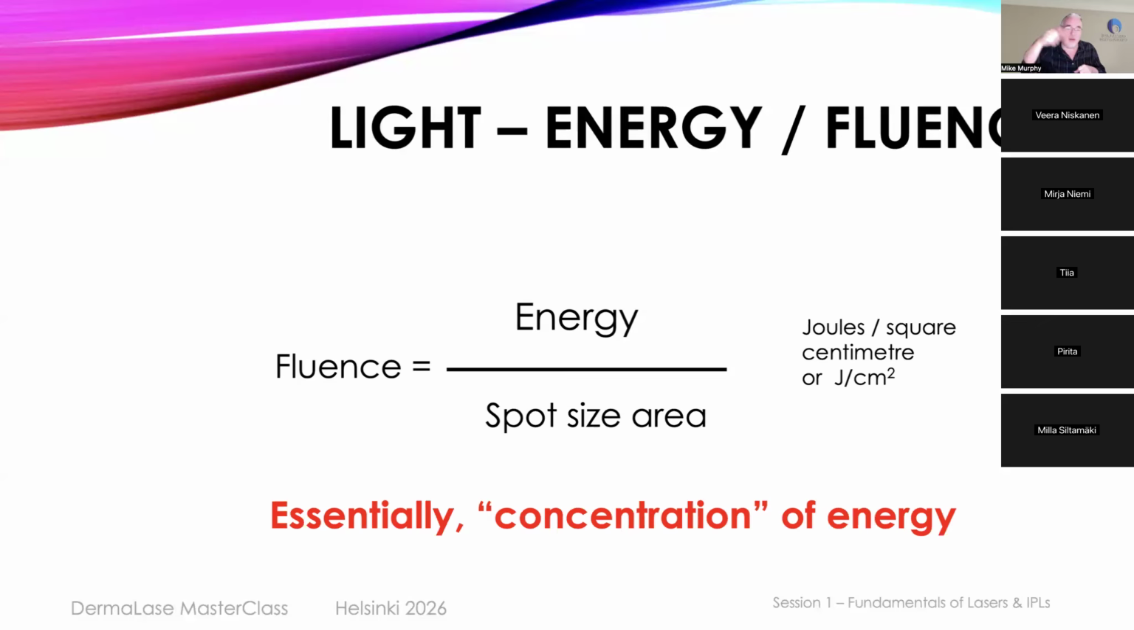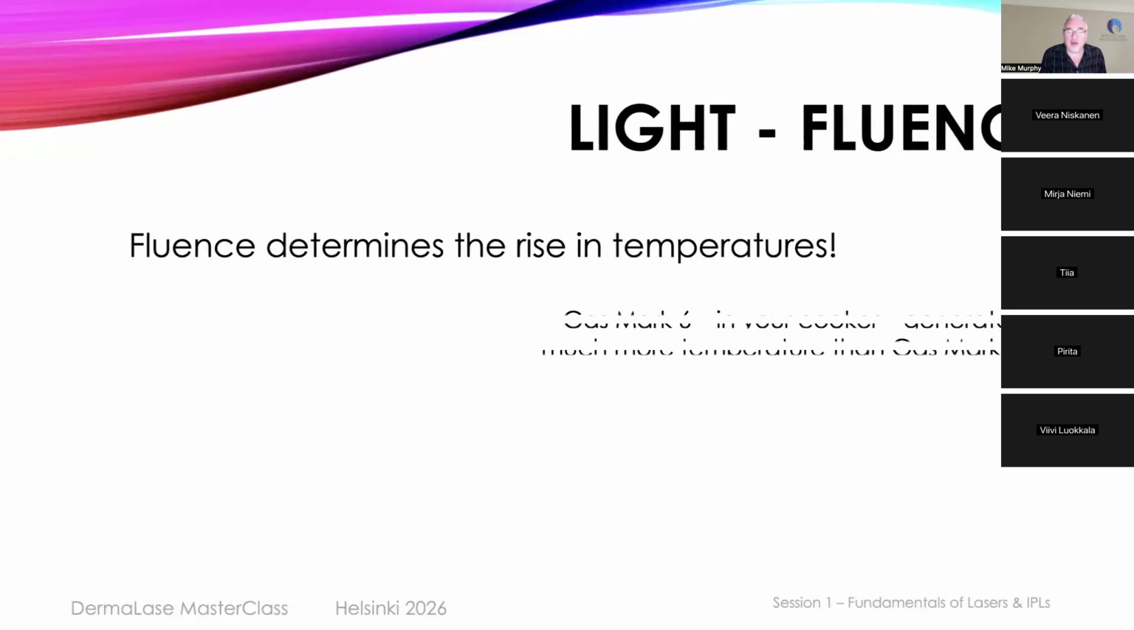Okay, if you double the energy, then you double the fluence. If you half the spot size area, then you double the fluence again. So you can change either the total amount of energy, which is the number of photons that you're firing in, or you can change the spot size area, the diameter, and both of those will change your concentration, the fluence. And the important thing is that the fluence is what drives everything.